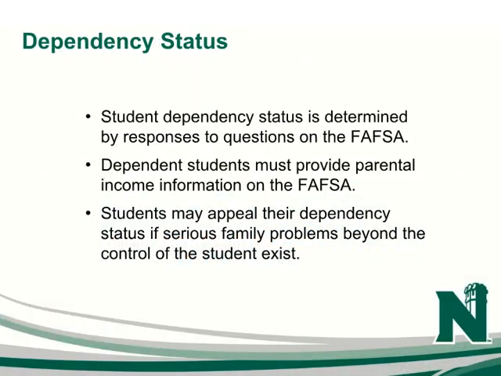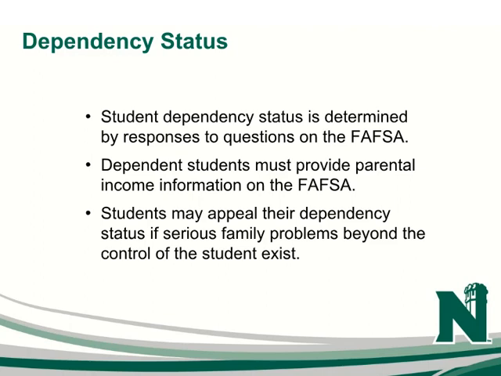Dependency status is determined by the responses to a series of questions on the FAFSA. Dependent students must provide parental income information on the FAFSA each year. Schools may override the dependency status in limited situations where there is a serious family problem beyond the control of the student. Potential situations include an abusive or unsafe family environment, abandonment, or the inability to locate parents. Students wishing to appeal their dependency status may find instructions in the Forms section of Northwest's Office of Scholarships and Financial Assistance website.